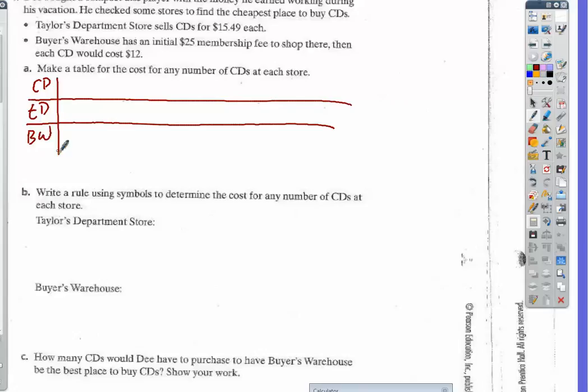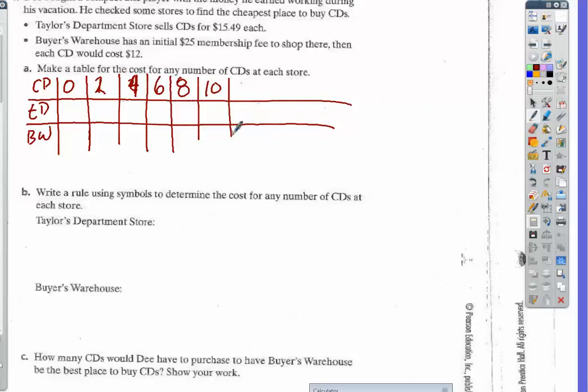And how many CDs will we start off with? Well, we're going to start with 0. And let's count by ones. Well, it has a $3 difference, so 3 times 8, we're going to have to go fairly far. You know what, I'm not going to count by ones because that's going to be huge. I'm going to count by 2s. And how did I know I should count by 2s? Well, I need to see where the lines cross. Where does Taylor's become more expensive than the Buyer's Warehouse?